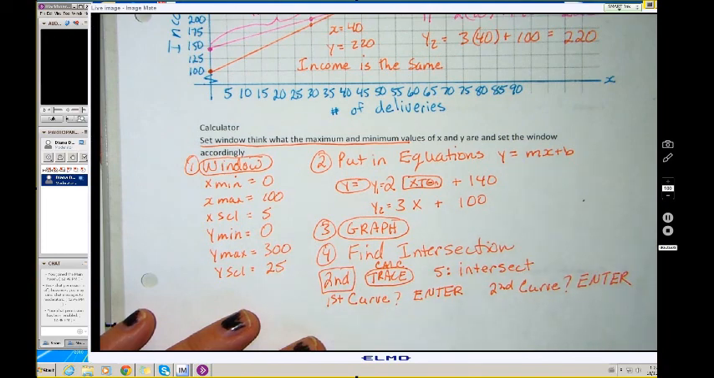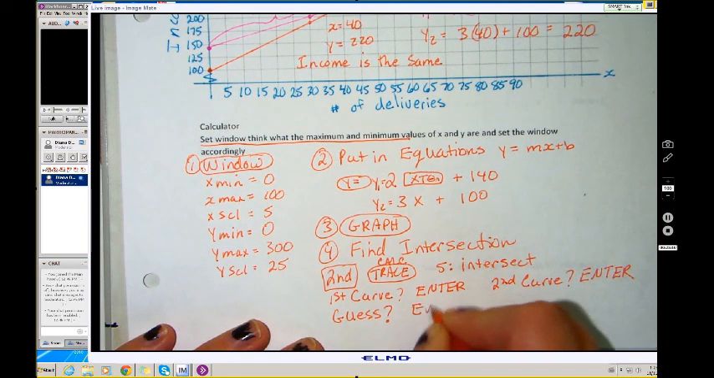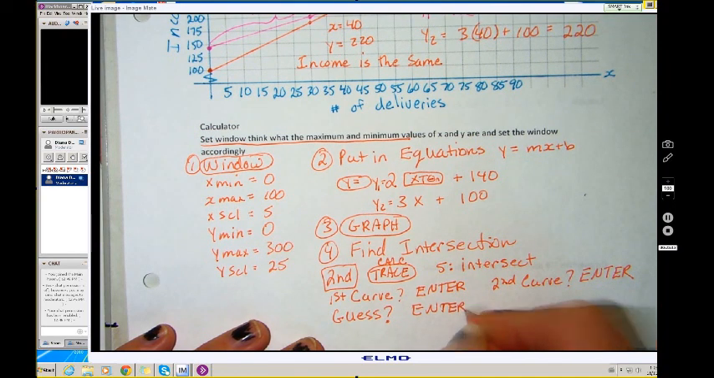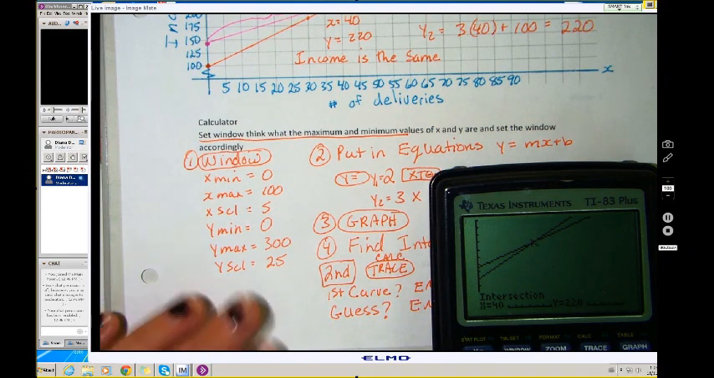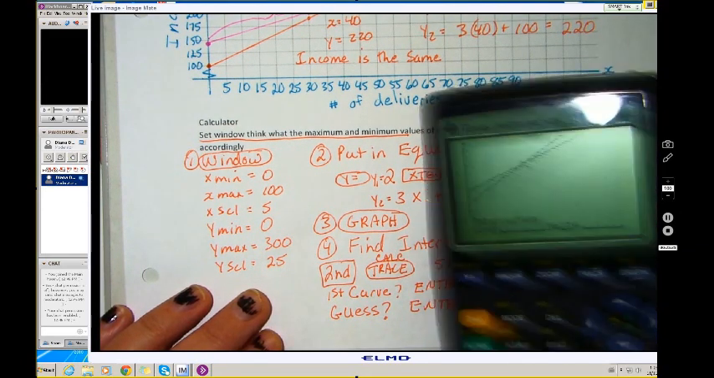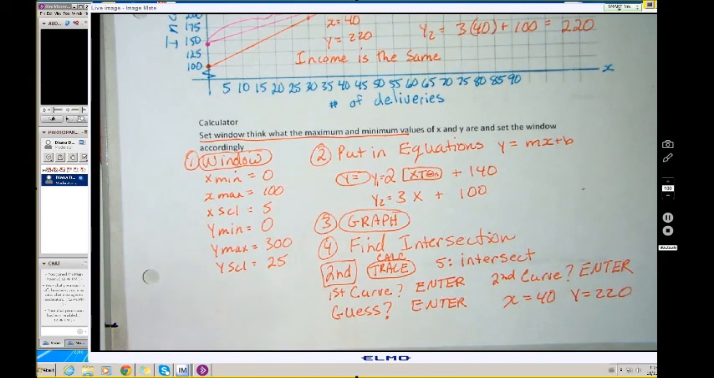And then it asks you to guess. I don't know why, it's the way it was designed. Just hit enter. And then it'll give you an answer, which will be the one we already calculated. So enter, second curve, yep, that's the one I want. Enter, guess, okay, whatever, I already know what it is. And then we get 40, 220. X is 40, Y is 220. So that is how you do it on there.